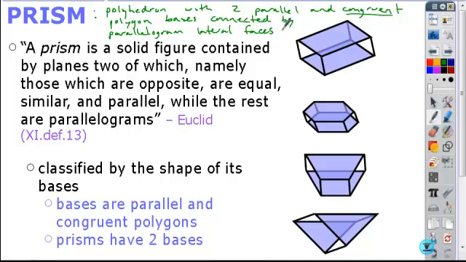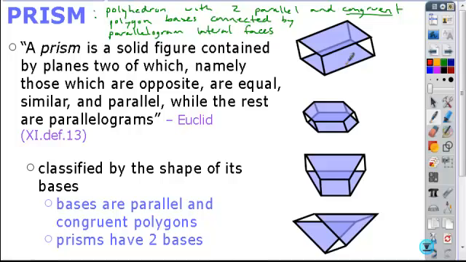The historical definition is a solid figure contained by planes, two of which are opposite, equal, similar, and parallel, while the rest are parallelograms. So that's again interpreted more commonly in this fashion. Just like pyramids, a prism is classified by the shape of its base, except here there are two parallel and congruent bases versus the pyramid's one.